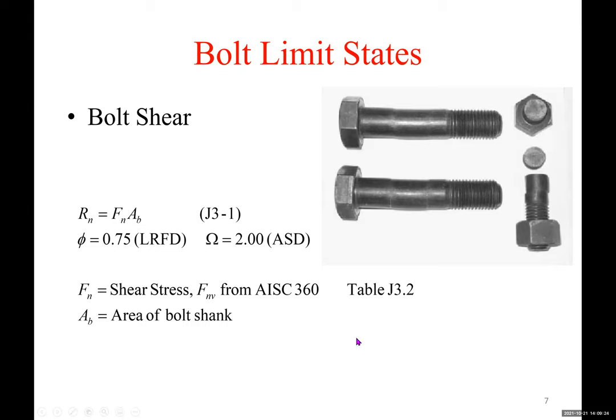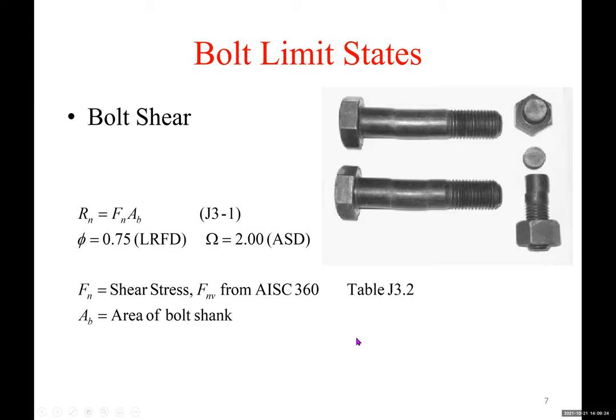So if we are looking at the bolts, the first limit state is bolt shear, which is specified in equation J3-1, which is basically Fn, the nominal shear stress, multiplied by the area of the bolt shank. And then whether we are using LRFD or ASD, we use phi for LRFD and omega for ASD to determine the design strength. So phi Rn or Rn divided by omega.